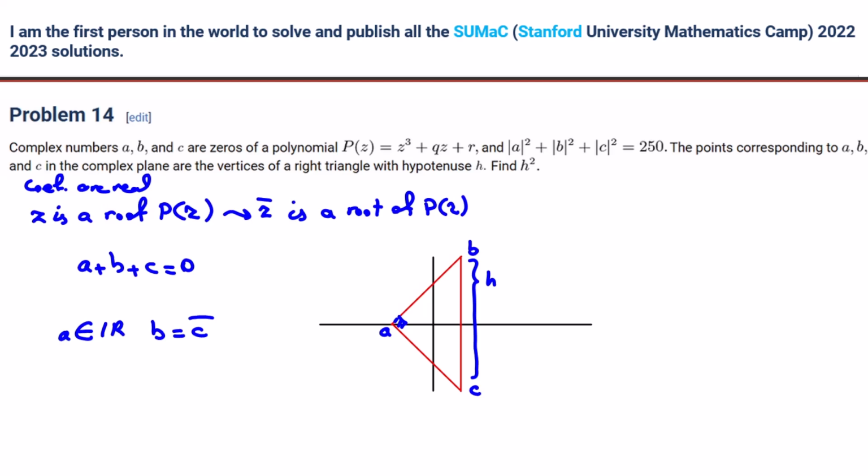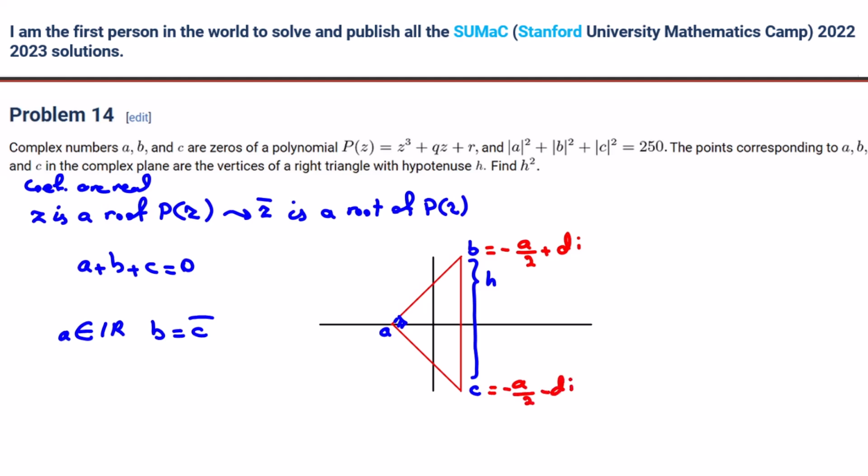Why? So you could say A is A, right? And then the real value of B and the real value of C is minus A over 2. Let me write it. Can you say it again so I can write? B would be minus A over 2 plus DI, and then C would be minus A over 2 minus DI.